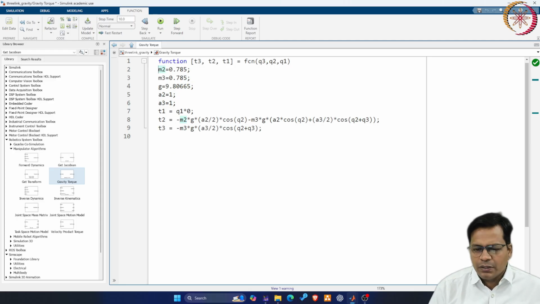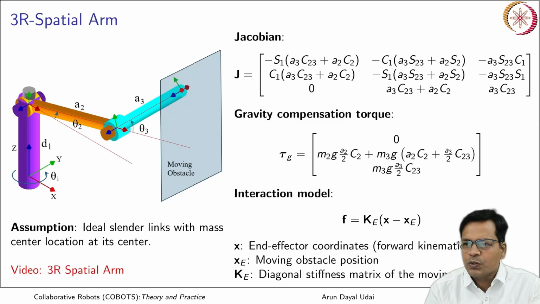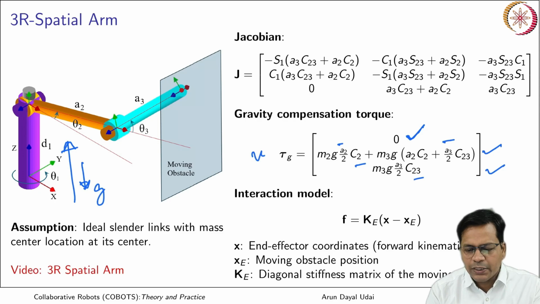So if you see your gravity torque, how was that? It is exactly like this. So you see you have 0, that is tau g. For tau 1 is 0, tau 2 is this, tau 3 is this. They all depend on link lengths A2, A3 and joint angle theta 2 and theta 3. So it is independent of joint angle theta 1 again because the first link you see it is perpendicular to the ground and gravity is directed like this. Okay, so this is my gravity compensation torque.